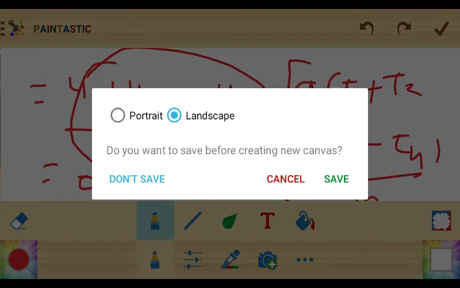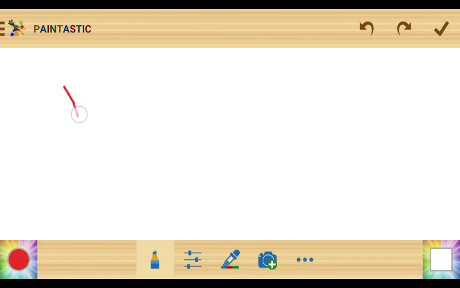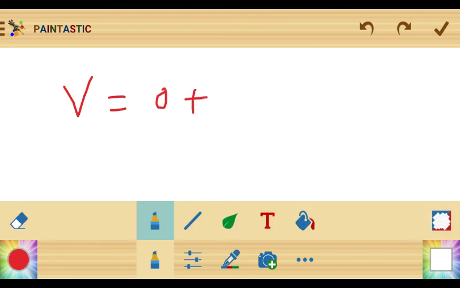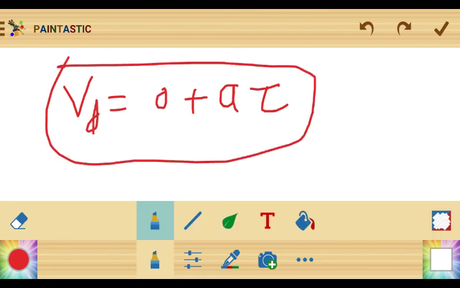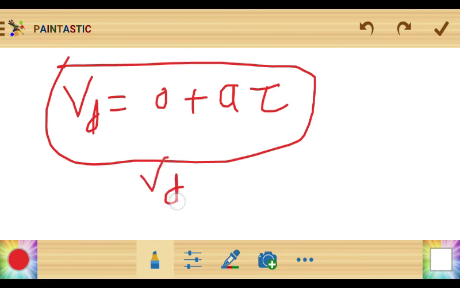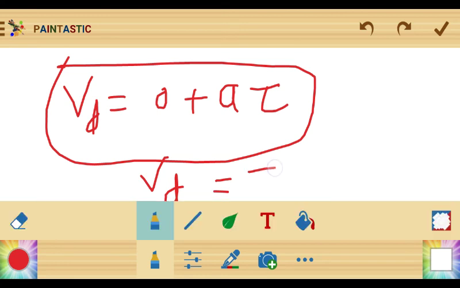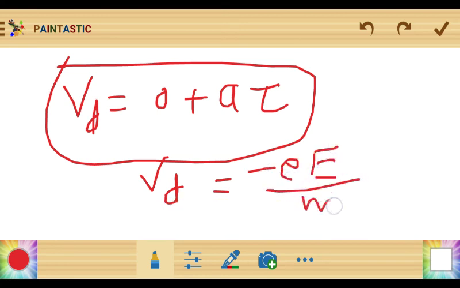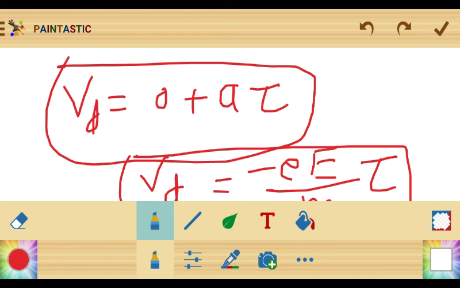So instead of adding, we simply write average velocity v is equal to 0 plus a times t average. So this is vd is equal to a into t, and a is a formula which we already know, minus eE upon m. So the drift velocity follows mathematically from the logic. The drift velocity of a free electron in a conductor in terms of electric field and average relaxation time is minus eE tau upon m. So this is how we derive the drift velocity formula.